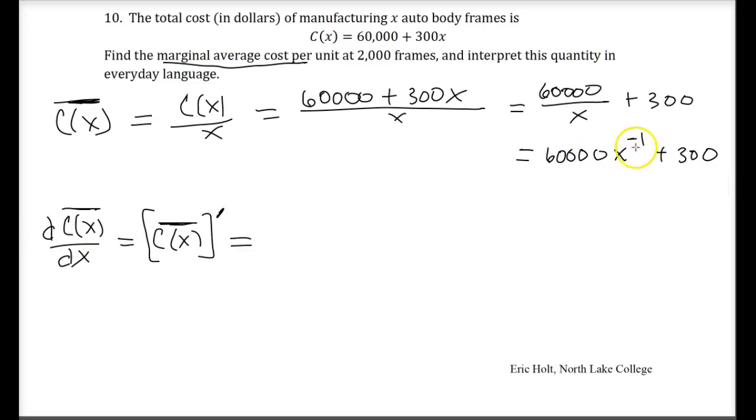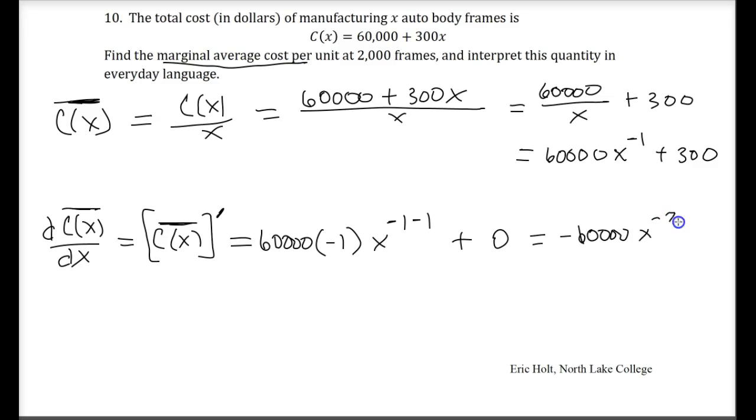When we take the derivative of this, just like before, we use the power rule. We have the 60,000, and then we multiply that by a negative 1, and subtract 1 from the exponent. Of course, for any constant number, the derivative is always 0. So once we're done here, we have negative 60,000 x raised to the negative 2, which is just negative 60,000 over x squared.